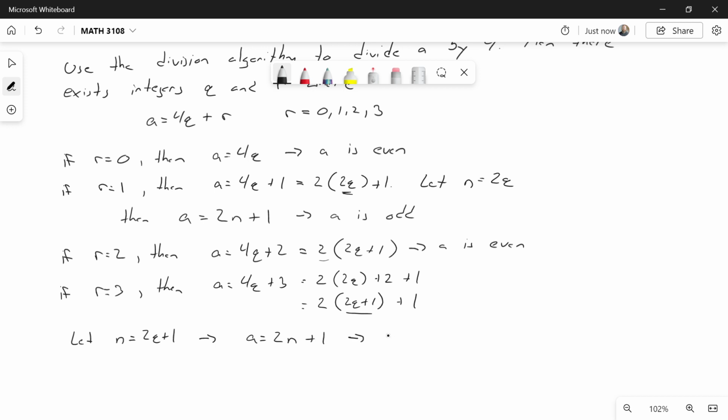So this tells us if it's odd, it's going to have the form 4q plus 1 or 4k plus 1, or it's going to have the form 4q plus 3 or, again, 4k plus 3. So there we go. That's the end of these two examples.